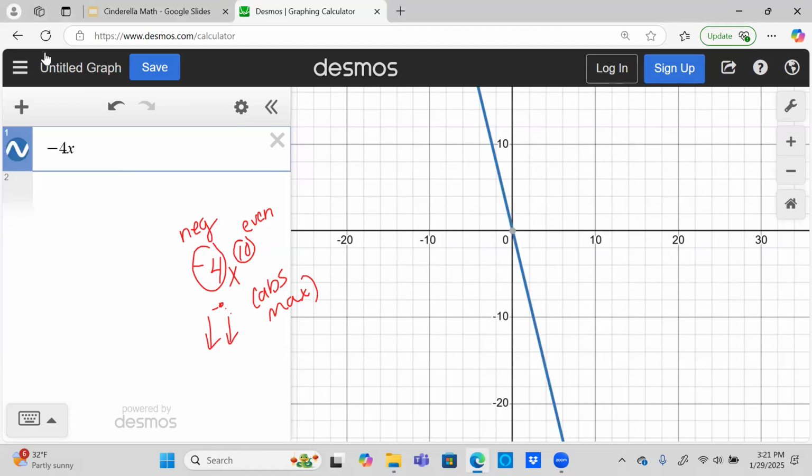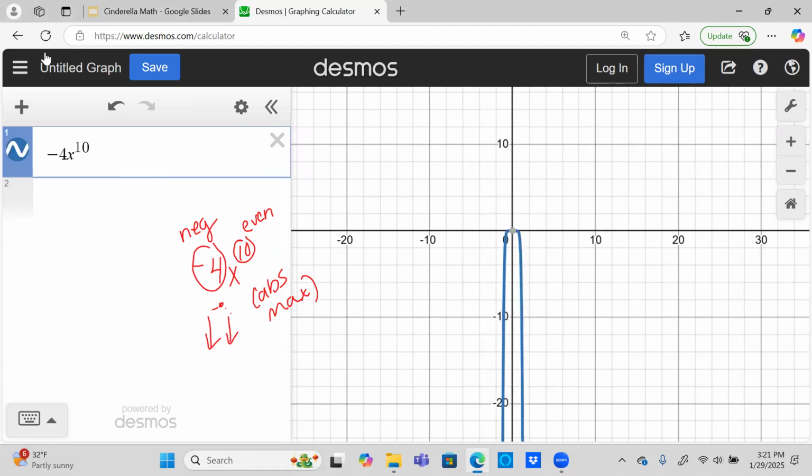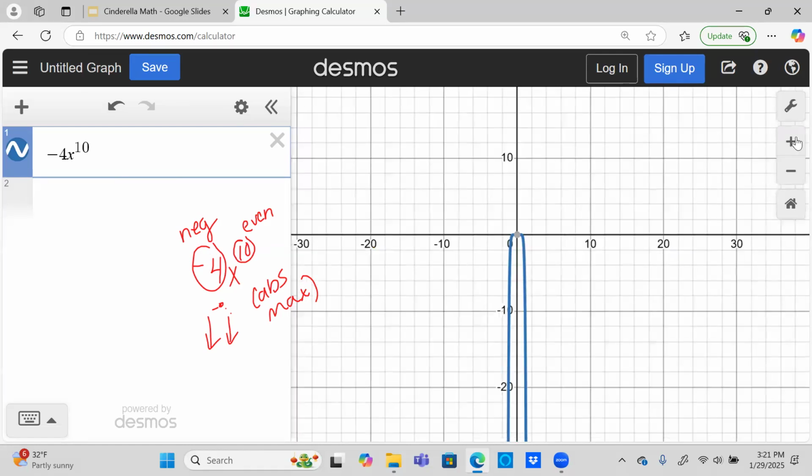There he is. And yeah, there's his absolute max right there. That's the highest that goes. It never goes above that. So that is an absolute maximum.